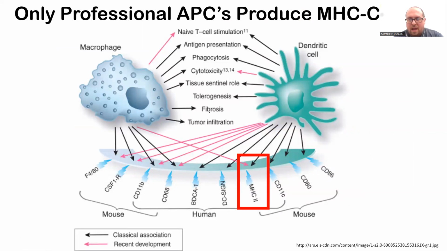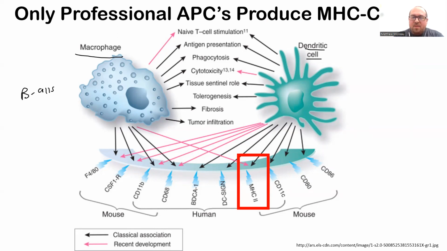So again, all nucleated cells, including those that are involved in activation of T cells, such as dendritic cells and macrophages that you see here, produce MHC class 1. But macrophages, DCs, and B cells also produce a second class of MHC, and this is MHC class 2. MHC class 2 is really important for the ability to, again, activate T cells.